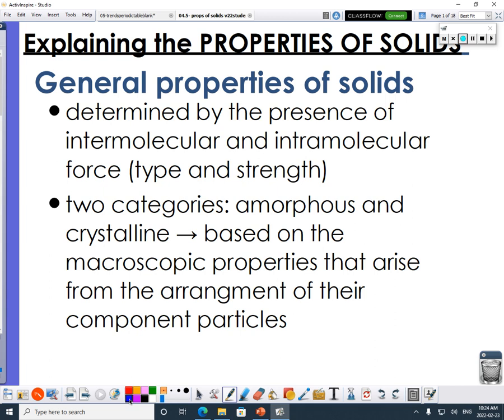So we are going to look at what kind of forces, so inter and intramolecular, and that is why we had to review that yesterday. So then we will look at, is it dispersion forces, is it ionic bonding, is it covalent bonding, or whatever, in order to figure out what kind of solid. So there are two very broad categories, amorphous and crystalline.